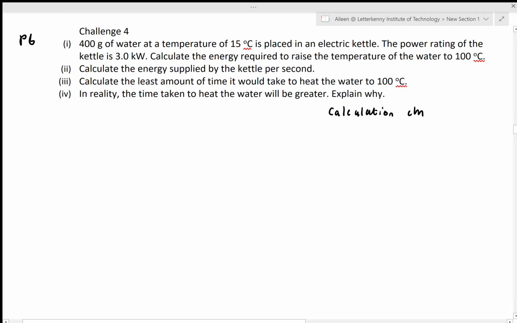where we have a change in temperature, we always use the following formula: Q equals mc delta T, where Q is equal to your energy, M is your mass, C is your specific heat capacity, and delta T is your change in temperature. So anytime you have a change in temperature, we may have to use this formula.